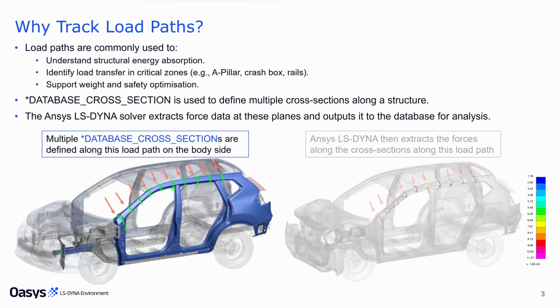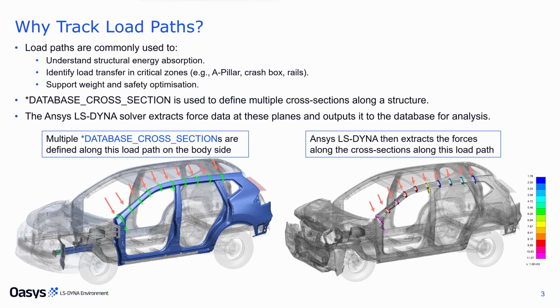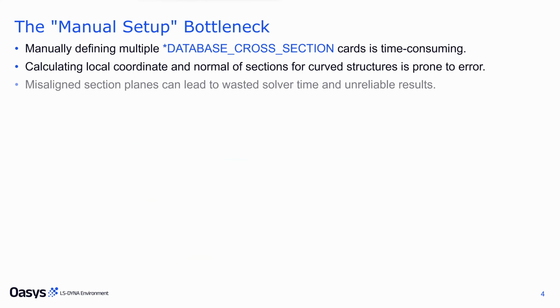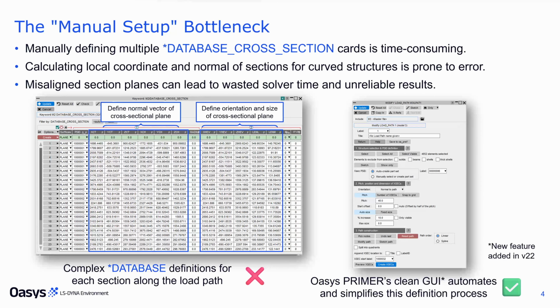Load path analysis is commonly used to understand structural energy absorption, identify load transfer in critical zones like the A-pillar or crash boxes, and support weight and safety optimization. To track these paths, the star database cross-section card is used to define multiple cross-sections along a component. During the simulation, the LS-DYNA solver extracts the forces transferring across these specific planes and outputs the data into the database for analysis.